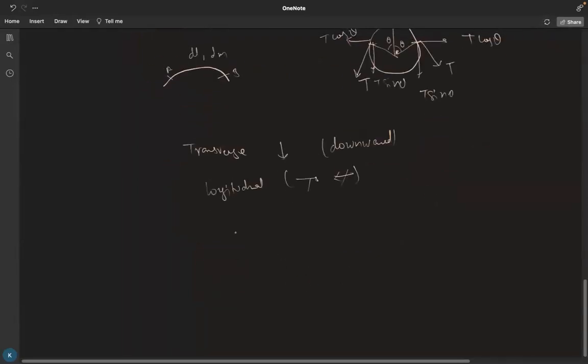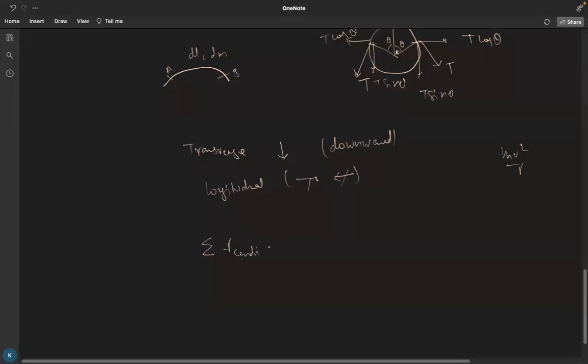So when we write the net force, the net centripetal force, because each and every single particle is moving in a circular path, we have to consider the centripetal force here. We all know that it will be equal to mv square by r.